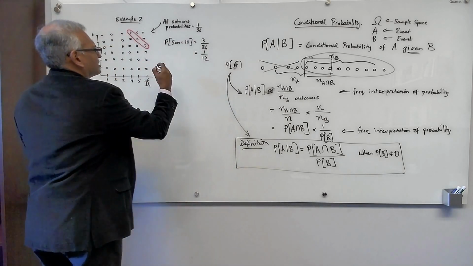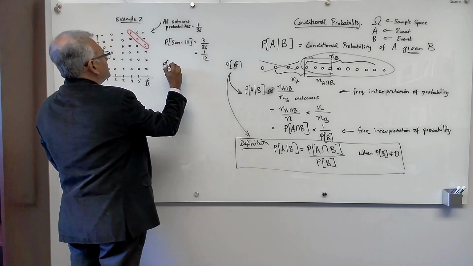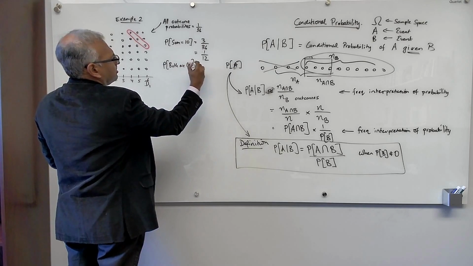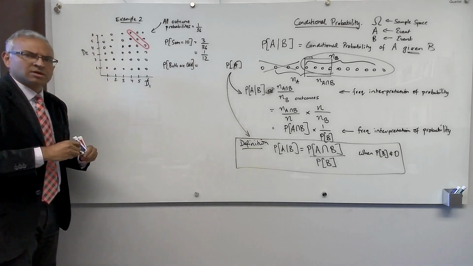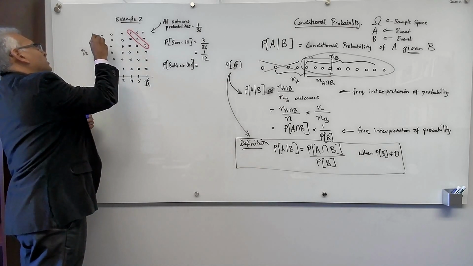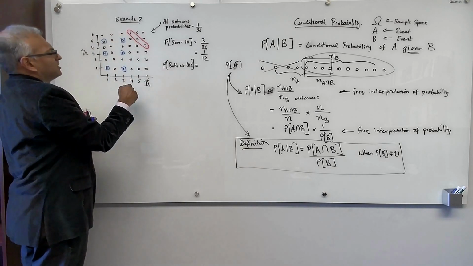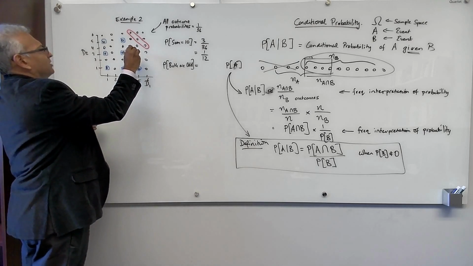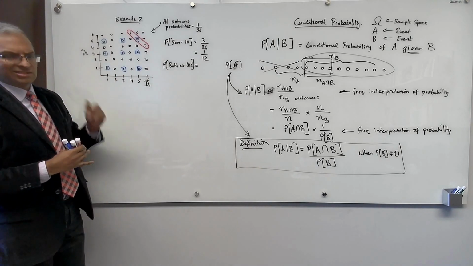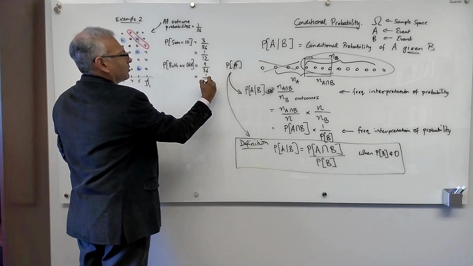Let's ask another question. What are the chances that both dice are odd? Okay, so let's identify the outcomes where both are odd. 1, 1, 1, 3, 1, 5. 2, both are not odd. 3, 1, 3, 3, 3, 5. 5, 1, 5, 3, 5, 5. Okay, and if we count up the number of outcomes where both are odd, you see it's clearly 9. So the probability that both are odd is 9 over 36, which is 1 over 4.